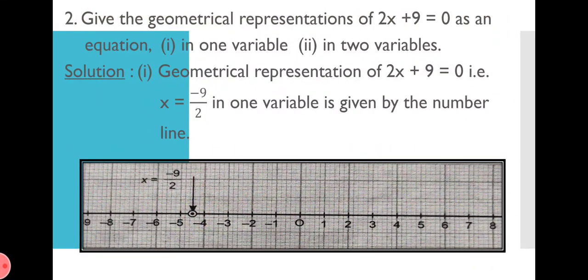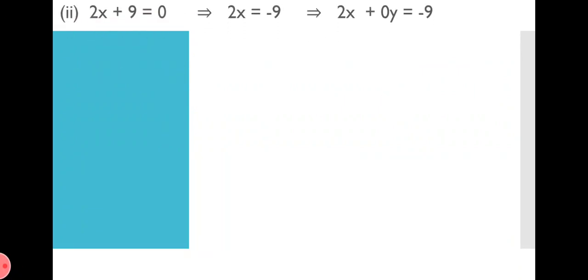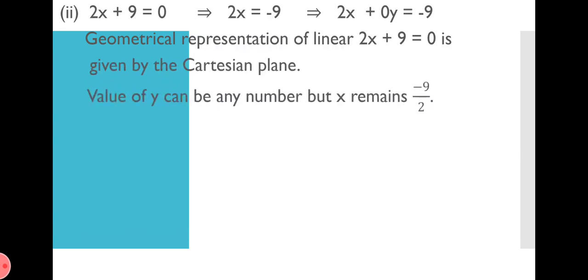Now let's represent it in two variables. So the geometrical representation of 2x plus 9 equal to 0 in two variables. First let's convert it into the standard form of two variables. We can write, first we'll transpose 9 to the opposite side, so it will become 2x equal to minus 9. That implies 2x plus 0y equal to minus 9. Now the geometrical representation of the linear equation 2x plus 9 equal to 0 is given by the Cartesian plane. The value of y can be any number, but x remains minus 9 upon 2.